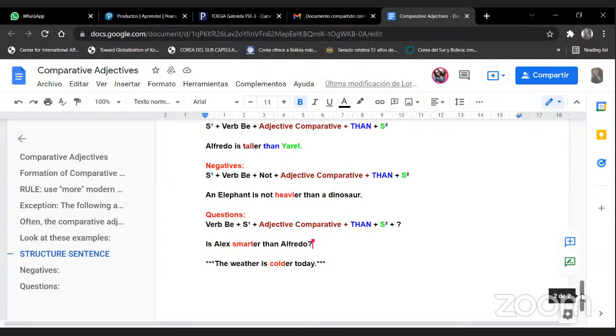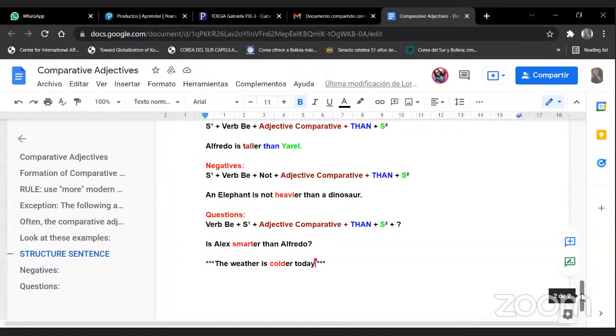So the same short answers with verb to be. Okay. In some cases we can have, for example, two subjects to compare. We can only compare in a general way. For example, the weather is colder today. We are not comparing with another weather, we're comparing in general, right? So this is about comparatives.